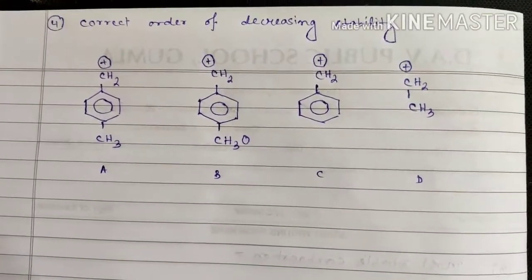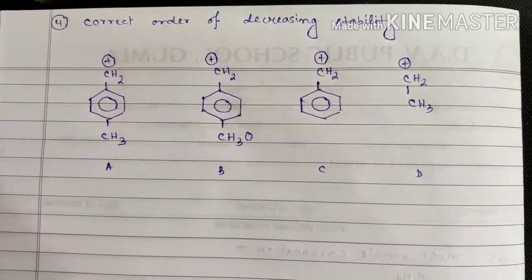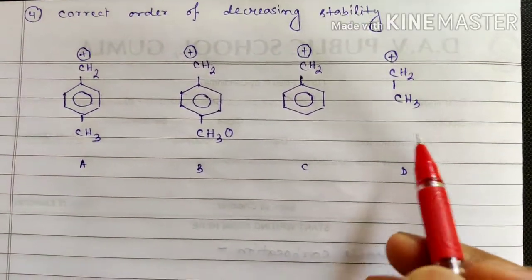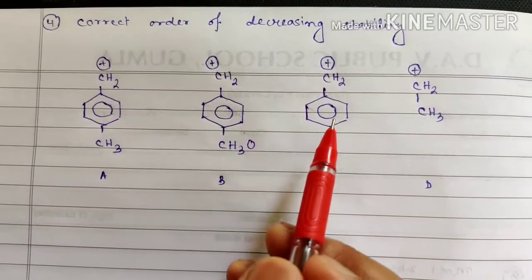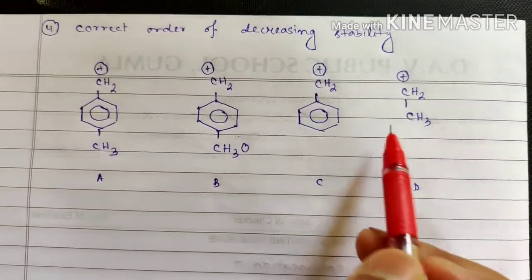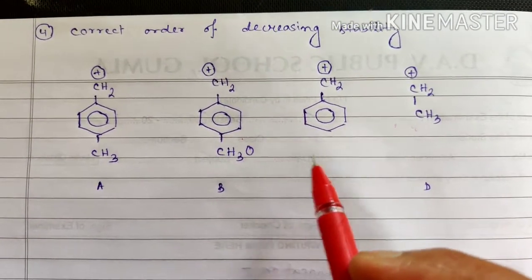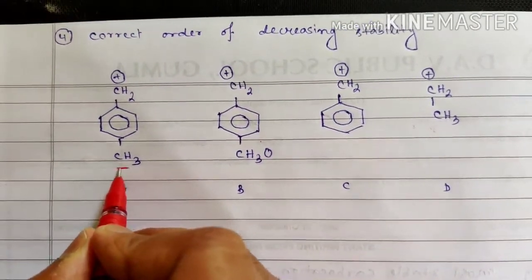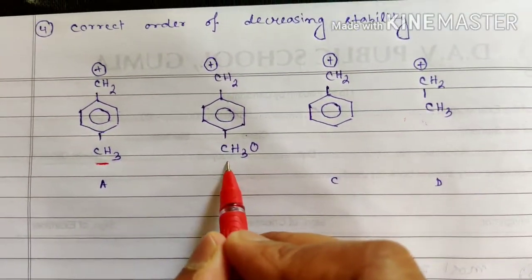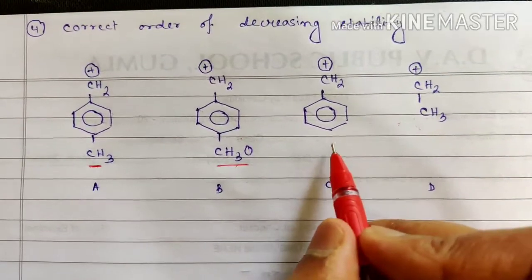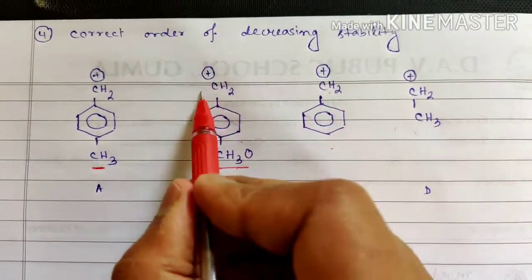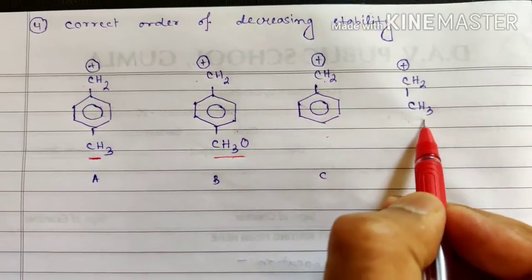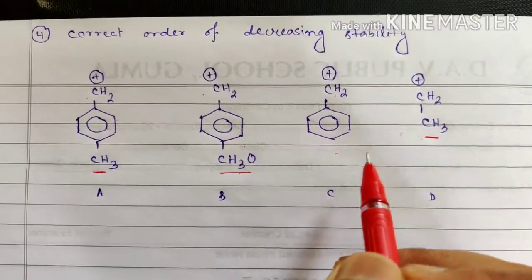The next one is also a similar question. Here we had to discuss the correct order of stability, but the systems are changed. There are 3 aromatic systems rather, and one this one. So we have to compare. Now let us see the groups which are attached. One is CH3 group, one is OCH3 group, and there is no group attached, only this CH2 plus which is common in every case, and here it is the alkyl group.